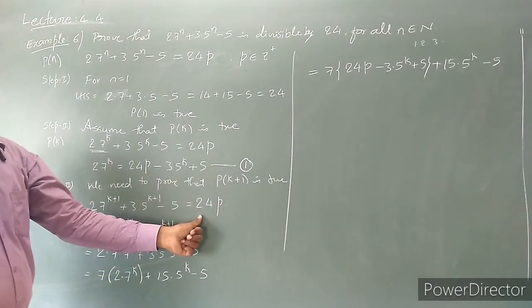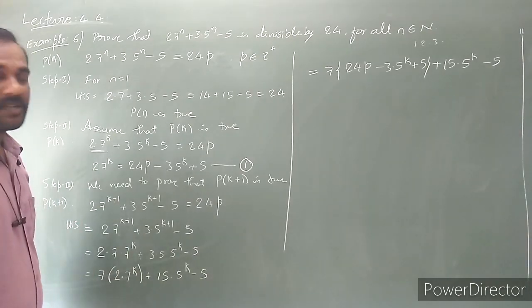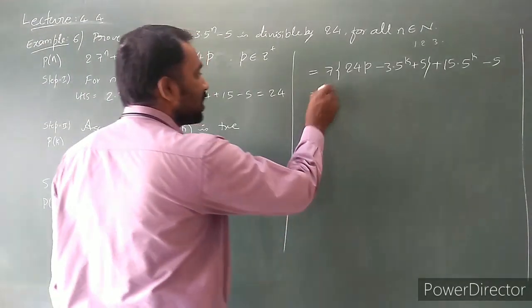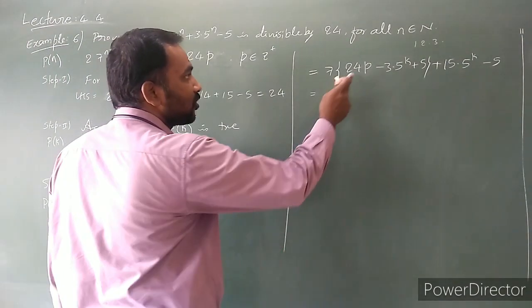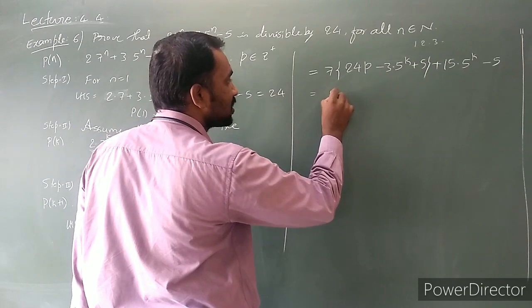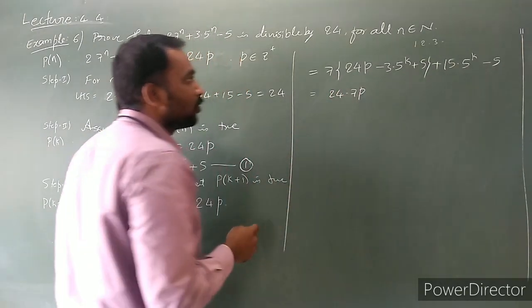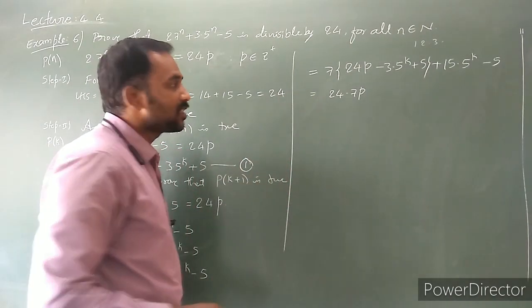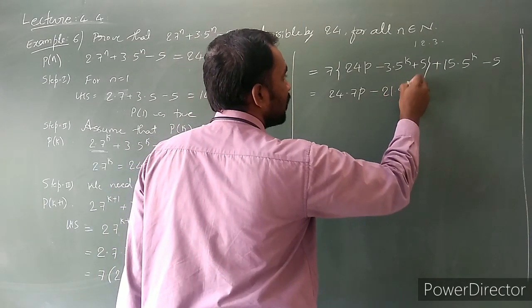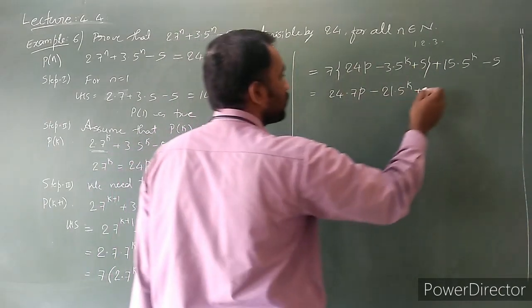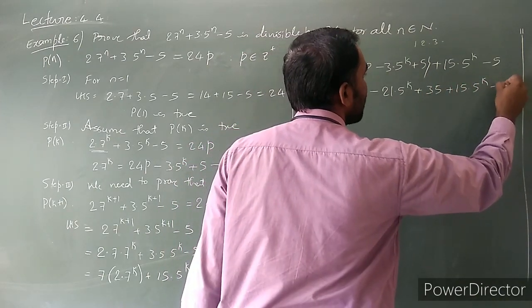After simplification, what do we have to get? We have to get 24 as common. If we get 24 as common, then this number is divisible by 24. So here our aim is to get 24 as common. So write as it is: 24 into 7, don't multiply. Keep as it is. 24p into 7 can be written in this manner: minus 3 into 7, 21 into 5 power k plus 5 into 7, 35, plus 15 times of 5 power k minus 5.